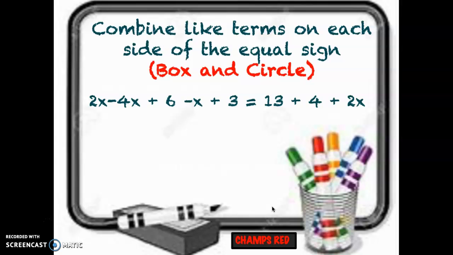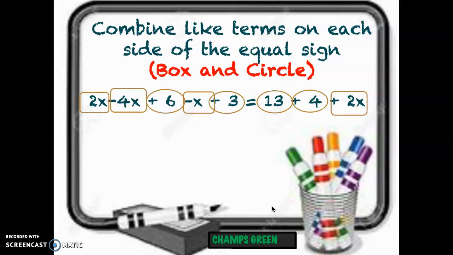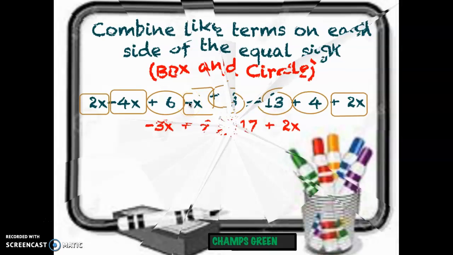If I box my variables with the operation in front and I circle my constants, I will see in this case I have 3 variables, 2 constants, and 1 variable. When I combine, +2 and -4 makes -2, plus -1 is -3. Don't forget there's an imaginary number 1 here. 6 plus 3 is 9. 13 plus 4 is 17. And here I bring down the 2x.